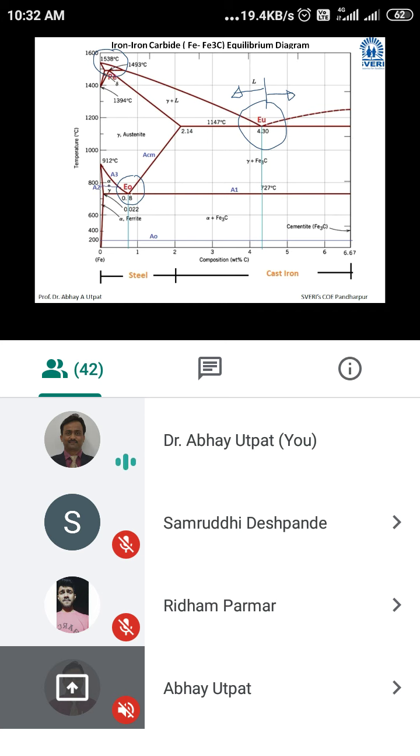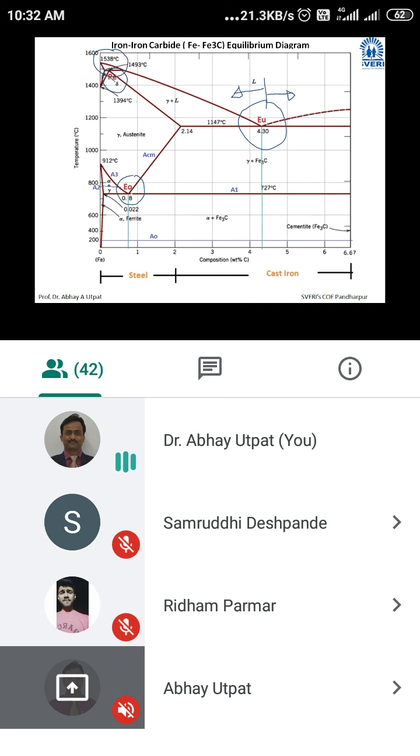Go to top side. PE, near 1439 degrees Celsius. PE stands for peritectic. Peritectic is the reaction in which one solid gives liquid plus solid. We are going to see the reactions separately in the next slide. Remember, eutectoid, eutectic and peritectic, these are the three reactions on the diagram.